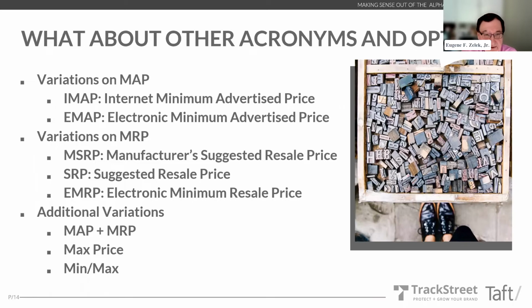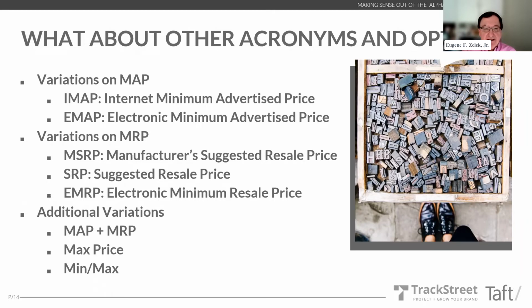What about other acronyms in this area? So there are a variety of variations on MAP. One we see all the time is called IMAP. What an IMAP policy is, a manufacturer may say, you know what, I really don't care about pricing at bricks and mortar. What I'm really concerned about is the visibility of pricing on the internet. So I'm going to do an IMAP. So the bricks and mortar people, no restrictions on them. They want to advertise in rotos, or they want to advertise in newspapers, on TV or whatever, no restrictions at all. I'm just going to be concerned about internet advertising.